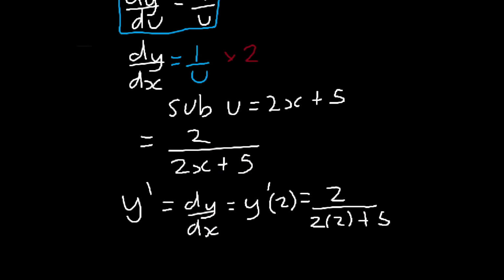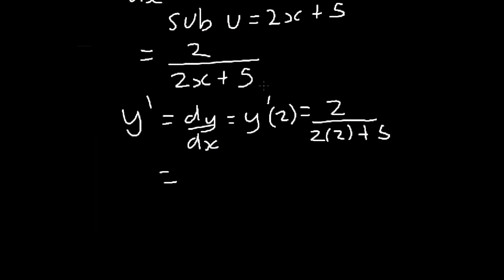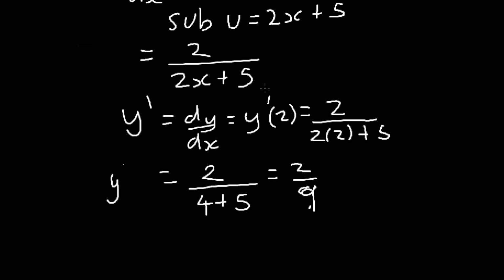So we're going to go ahead and simplify it, and life becomes a little bit easier. 2 times by 2 is 4, plus 5, which is equal to 2 divided by 9, and that is our final answer. There we go. Hopefully that makes sense, the whole chain rule thing.